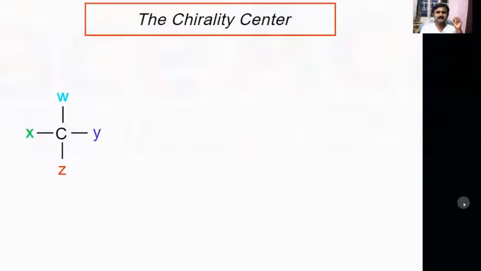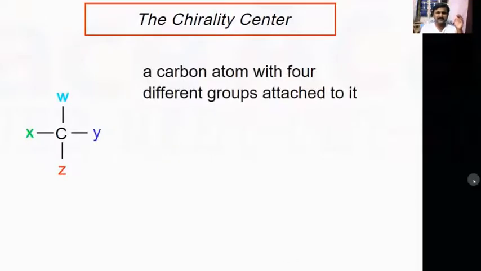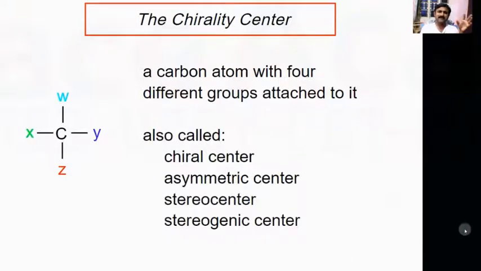Let us see what is a chirality center. If you see this diagram, around the carbon we have W, X, Y, Z. X is green, W is blue, Y is violet, Z is red. In this, a carbon atom with 4 different groups attached is said to be a chirality center. So a chiral center is an asymmetric center, also called a stereo center, also called a stereogenic center.